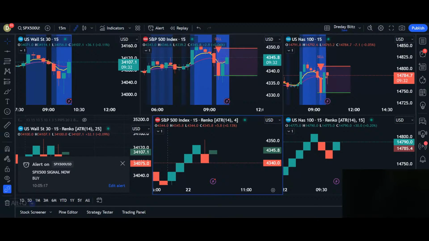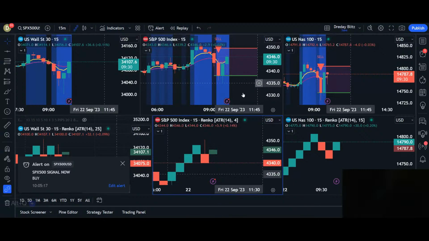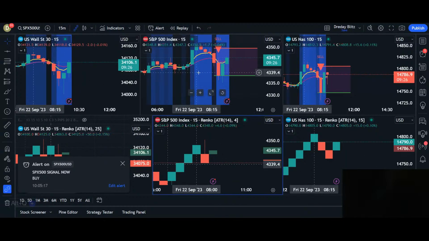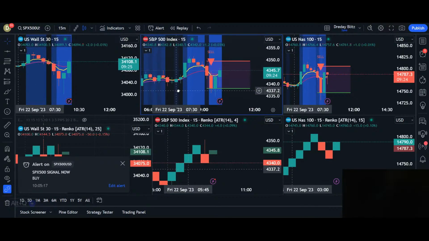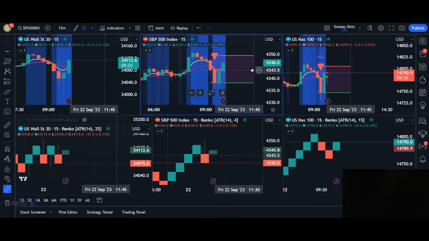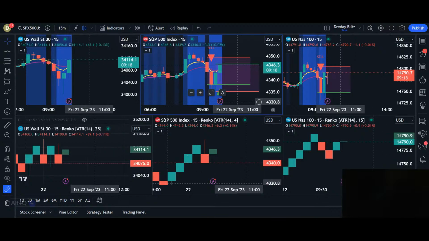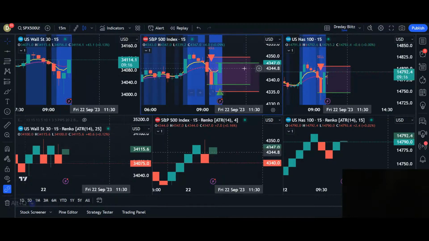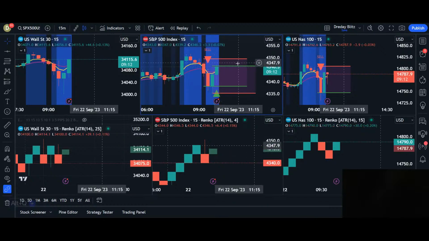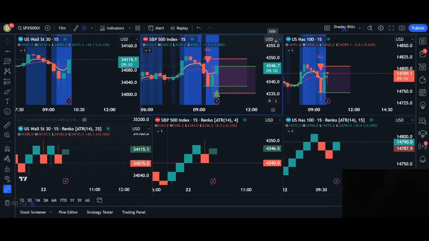All right, so we have a buy on S&P 500. So we're still waiting for the confirmation. It did create a buy, but as you can see, I don't see the signal. Yeah, we do see the signal. Sorry about that.